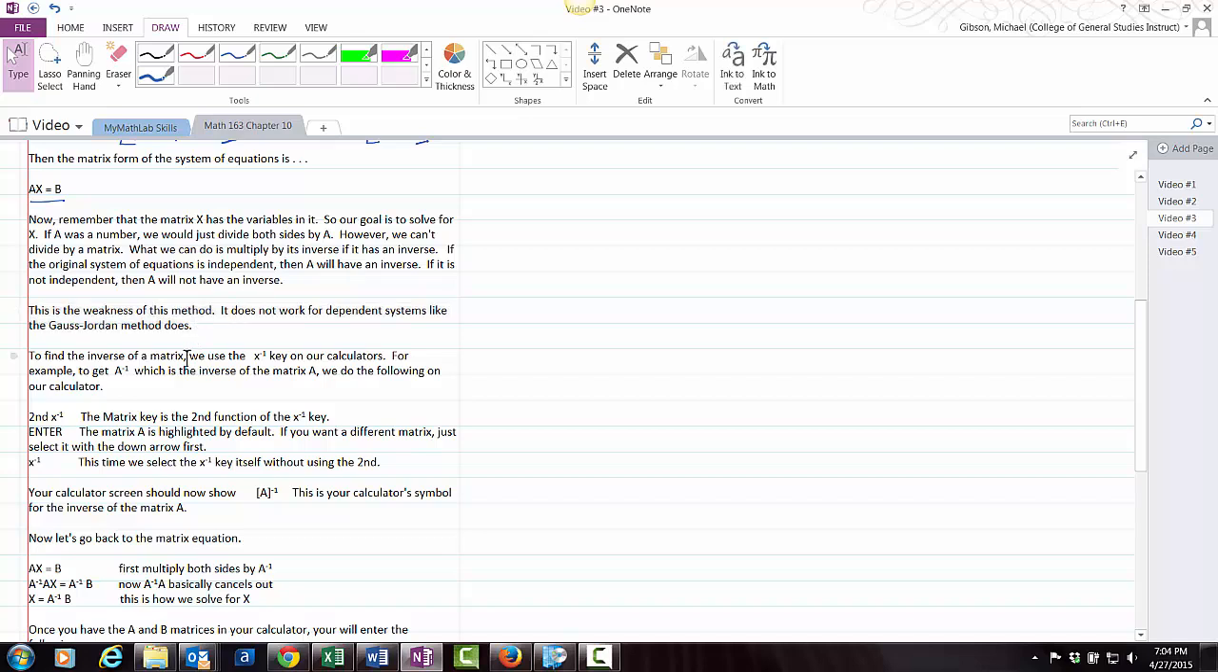Now, doing it by hand, finding the inverse of a 3 by 3 matrix is kind of a big job, but on your calculator it's very short and sweet. So to find the inverse of a matrix, we're just going to use this X inverse key on our calculators. For example, to get A inverse, which is the inverse of the matrix A, we do the following on our calculator.